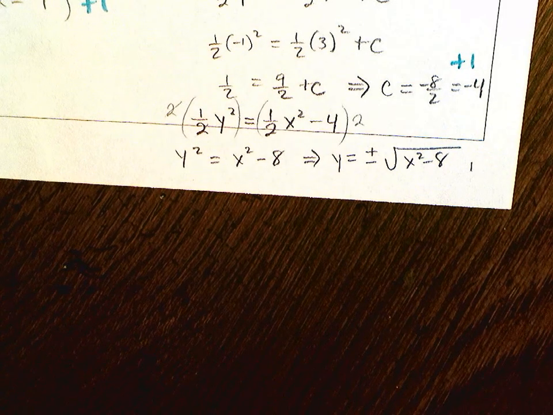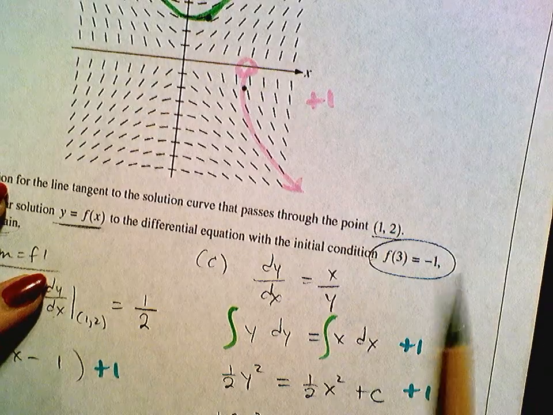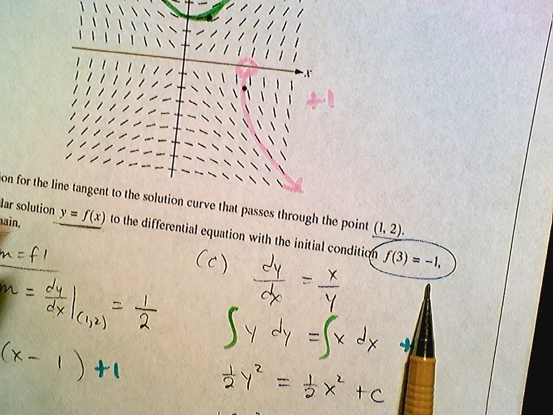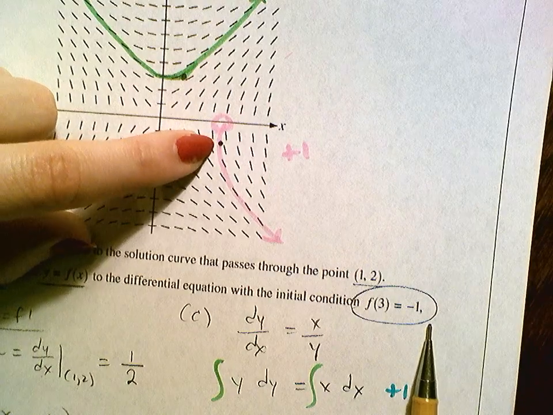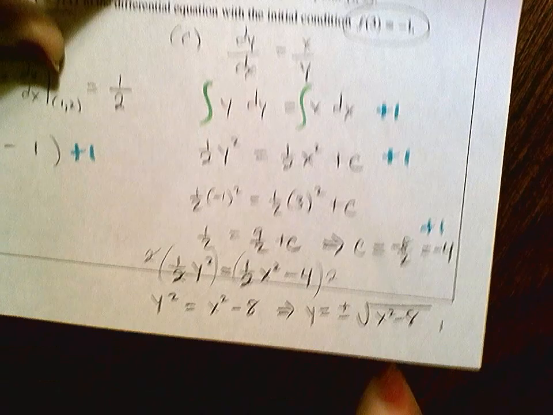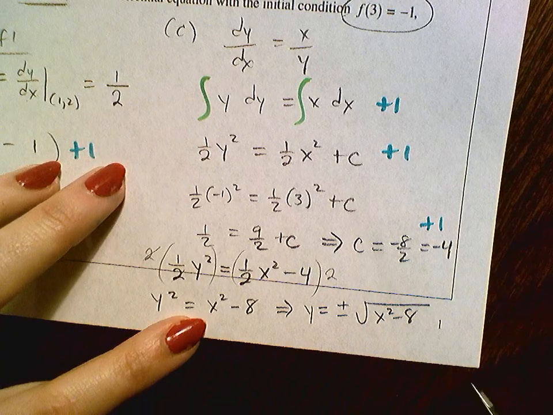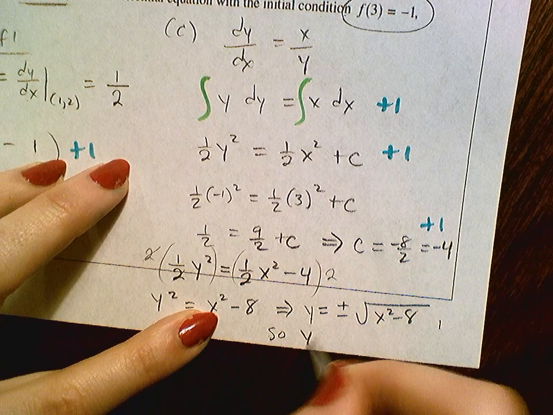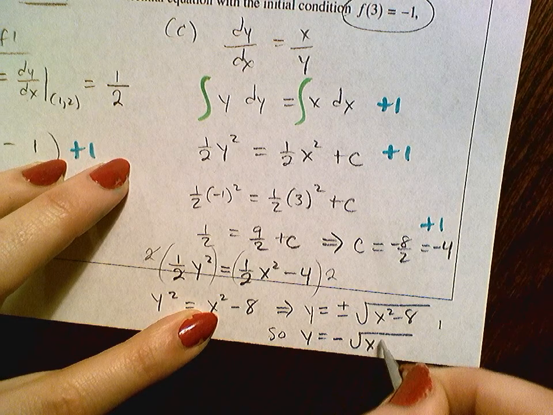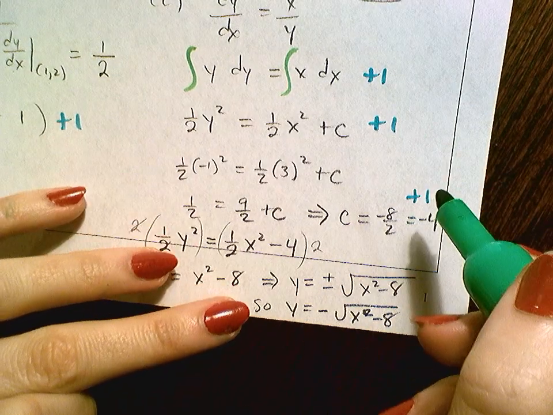However, it can't be both. This has to be a function. It can't be both. Oh yeah, guys, this initial condition is this point here. It's that point right there. So this solution curve is the graph of the solution that we're getting here. So it's the negative one. So y is equal to negative radical x squared minus 8. All right, 1, 2, 3.